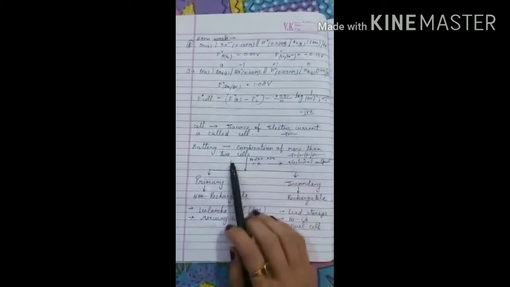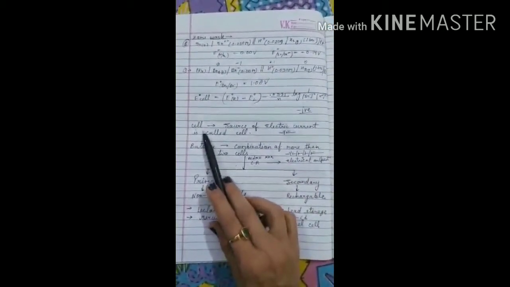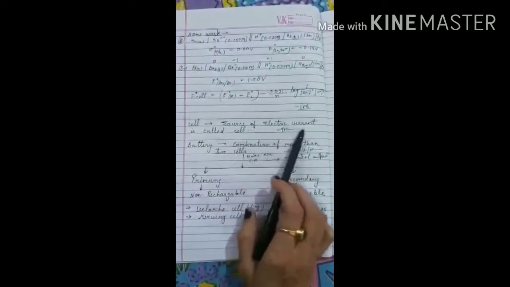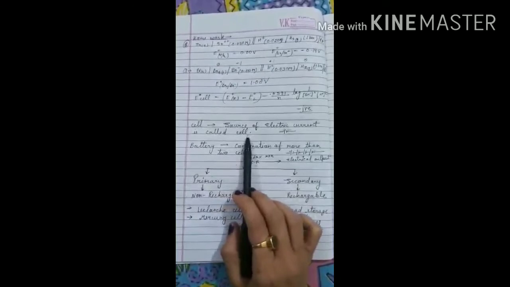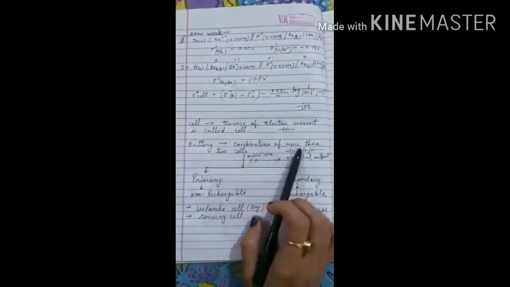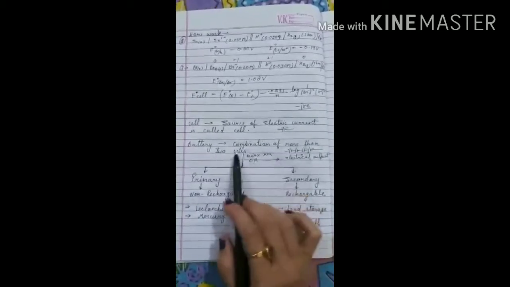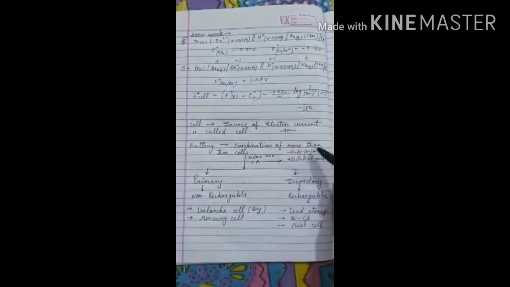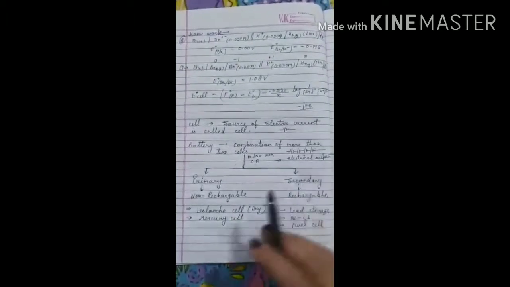So now our next topic: let's take a little bit of introduction about cell and battery. So cell, here I have written, the source of electric current is called a cell. Most probably you have studied this in class 10. The battery is a combination of two or more than two cells. Whenever a number of cells are connected, they work as a battery. So we must know that.